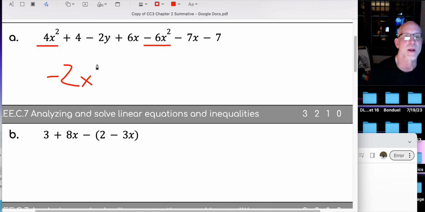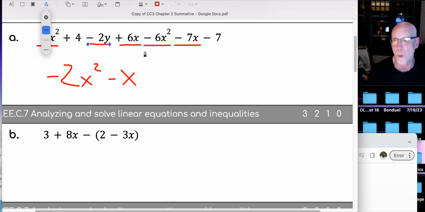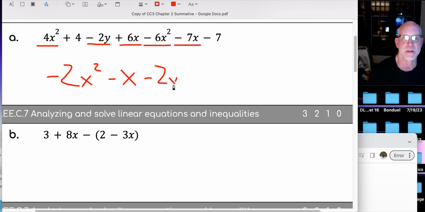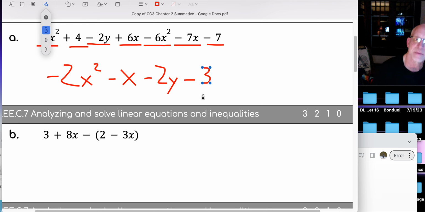2x squareds. Okay? Then for x's, we have 6 x's, and we take away 7. So now we have negative 1x, or negative x. Then we have negative 2y. No more adding or subtracting, so we go negative 2y. And then for our units, we have 4, take away 7. So now we're at minus 3. That's all there is to it.